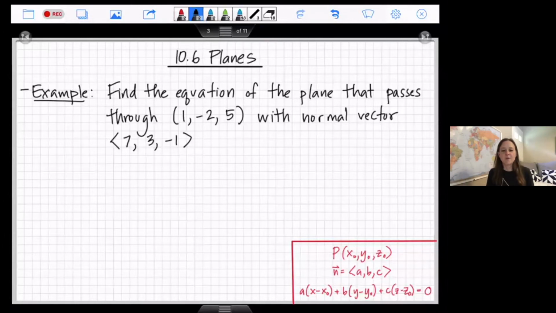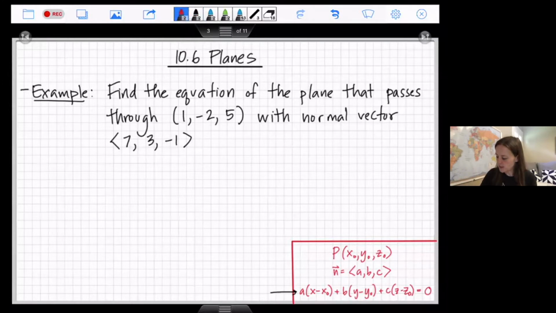All right, so here I have reminded us of our equation of the plane down here at the bottom that we know goes through the point x naught, y naught, z naught with a normal vector a, b, c. So here we're asked to find the equation of a plane that passes through the point (1, -2, 5) with normal vector (7, 3, -1). Okay, so this is going to be easy plug and chug.